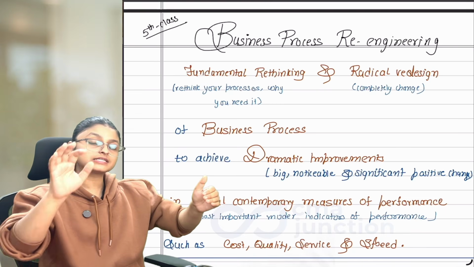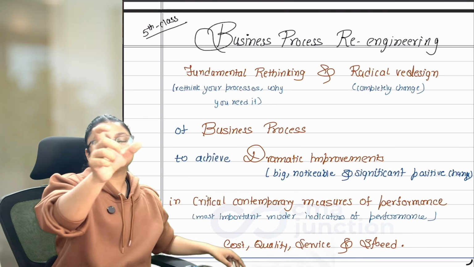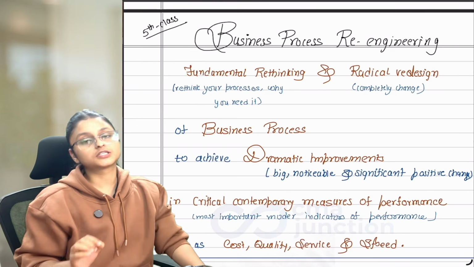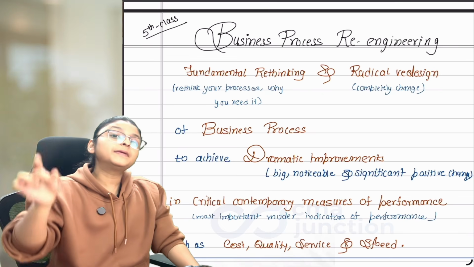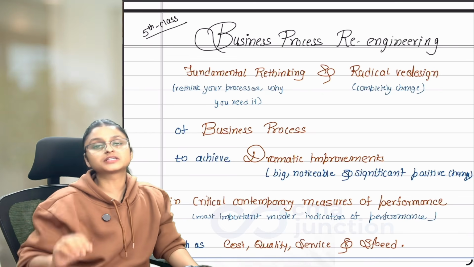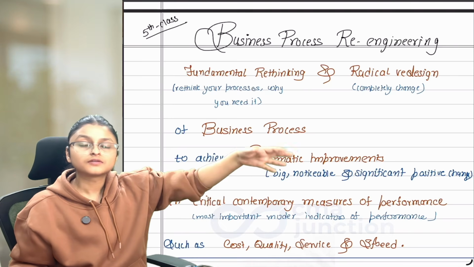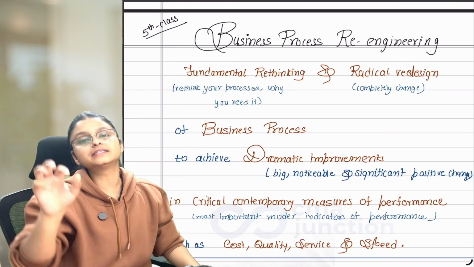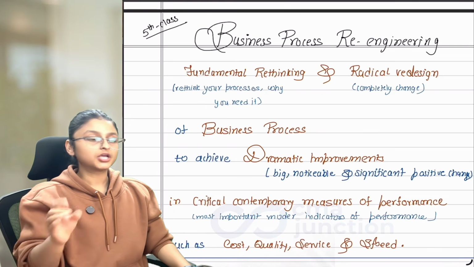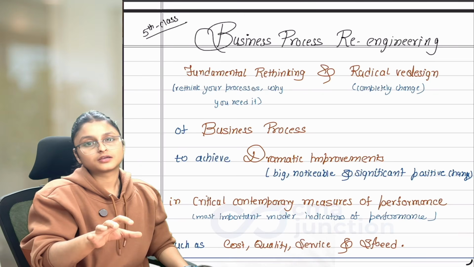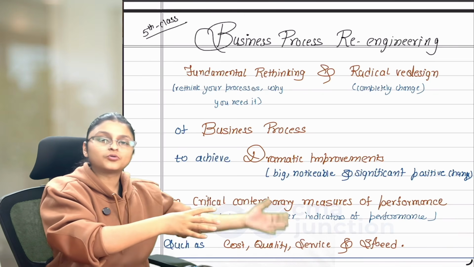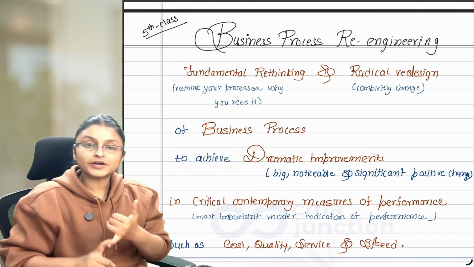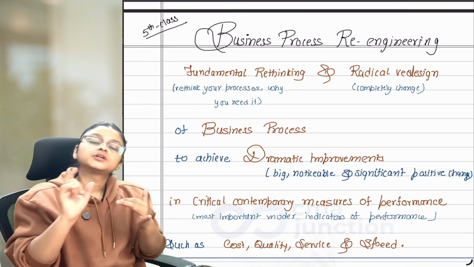Value innovation analysis and engineering was focusing on the product, but business process reengineering focuses specifically on the processes. What is business process reengineering? It involves fundamentally rethinking and radically redesigning our business processes. Fundamentally rethinking means we'll think why we need these processes right now, and then we will radically redesign them. That means completely changing them. No need of any incremental improvement. We'll completely throw out the old processes and change them with completely new processes. So, fundamentally rethinking and radical redesigning of business processes.